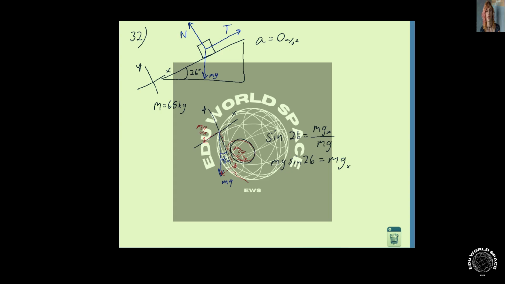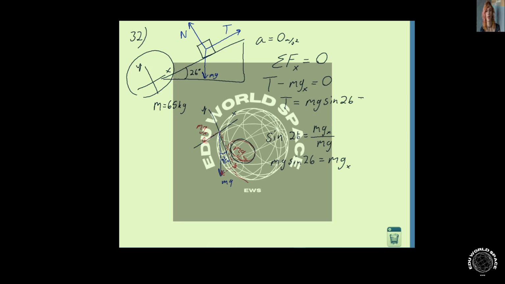All right? So going back to Newton's second law, we have the net force in the x direction is equal to 0 because there's no acceleration in the x direction. The forces acting: tension is going in the positive x direction because remember, I rotated my coordinate system. And we've got mgx going in the negative x direction. Those are equal to 0. So it's clear to see tension equals mgx. And mgx, again, was mg times the sine of 26 degrees.